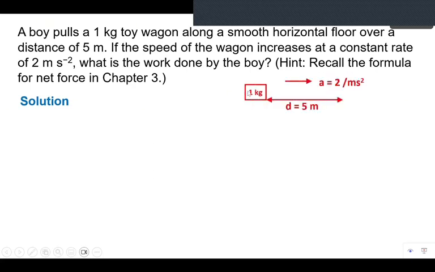I have a 1 kg toy wagon. I represent it by a box, 1 kg. It is going to slide along the floor through a distance of 5 meters. So I put down a distance of 5 meters, and the speed is going to increase at a constant rate of 2 meters per second square.